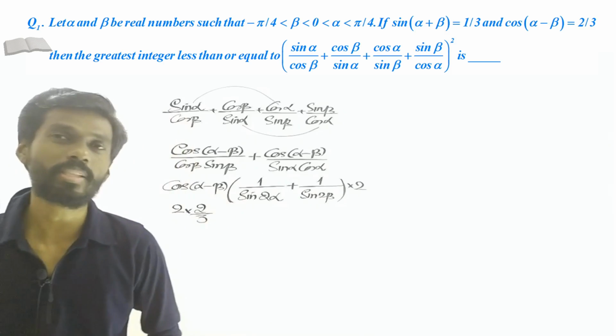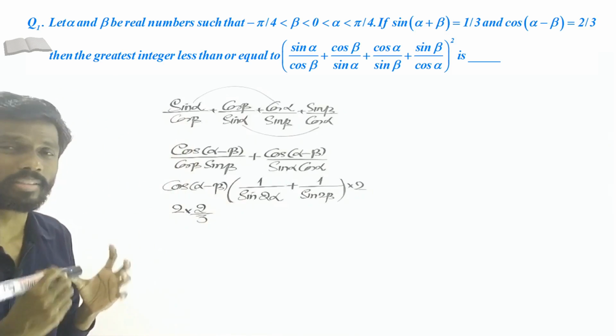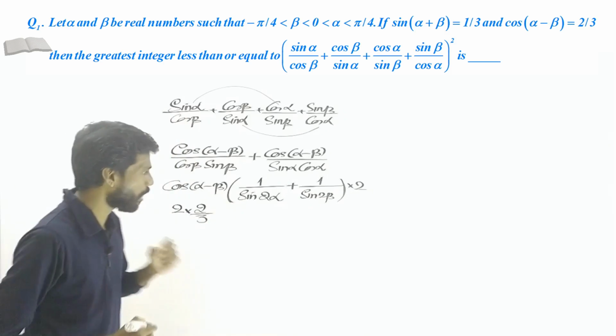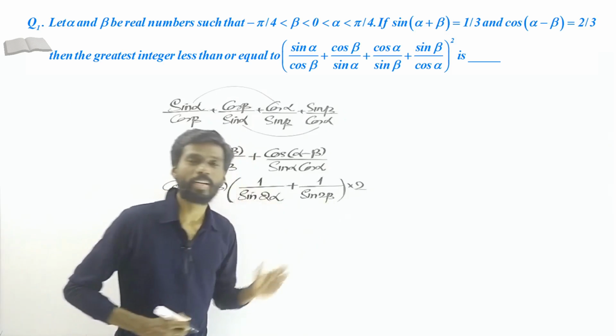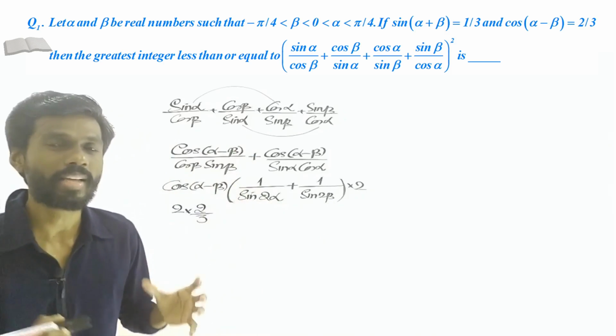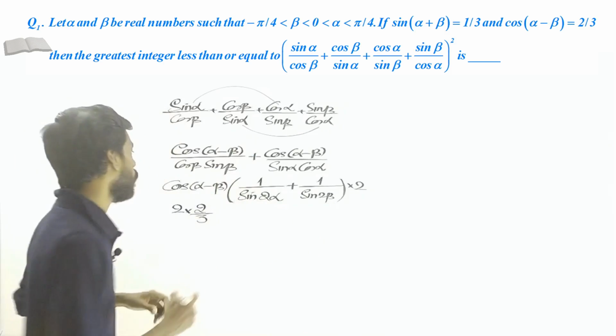So how do we find the value of this? We only know the value of sine of alpha plus beta and alpha minus beta. So what do we have to do? We have to write this 2 alpha and 2 beta in terms of the known values, alpha plus beta and alpha minus beta. So what can you write?